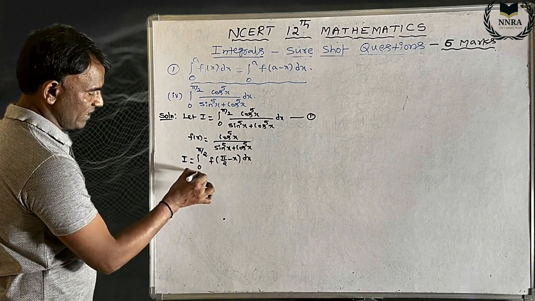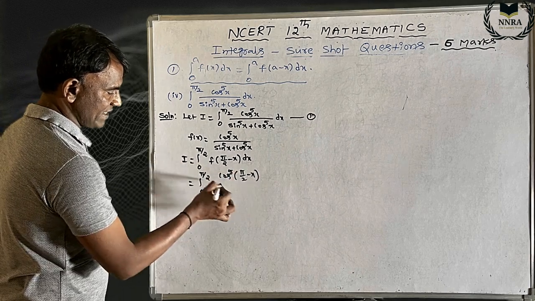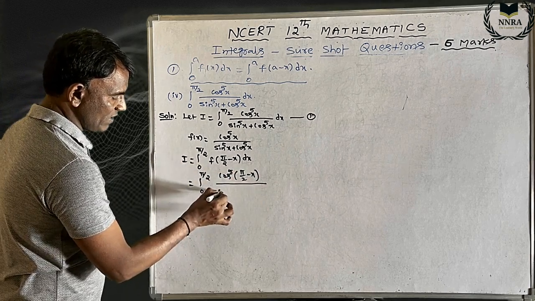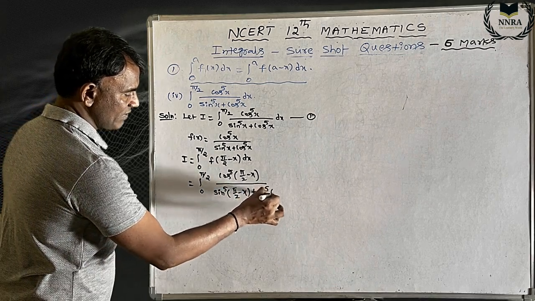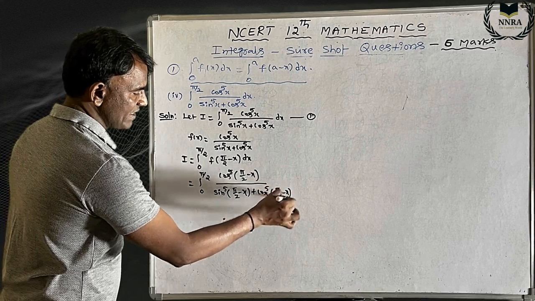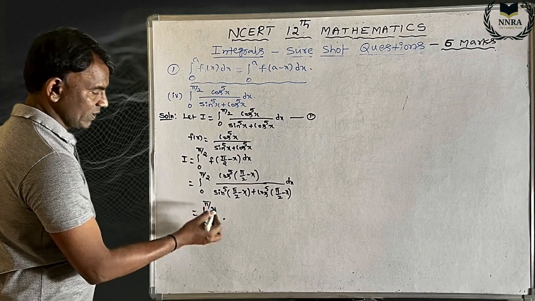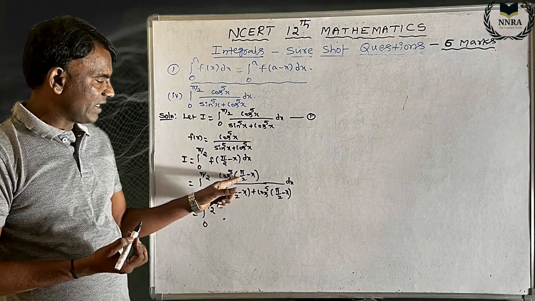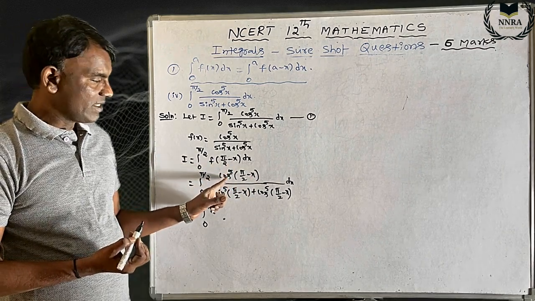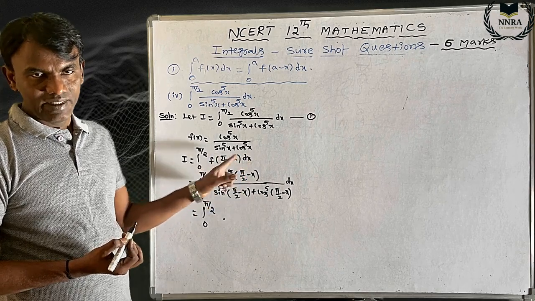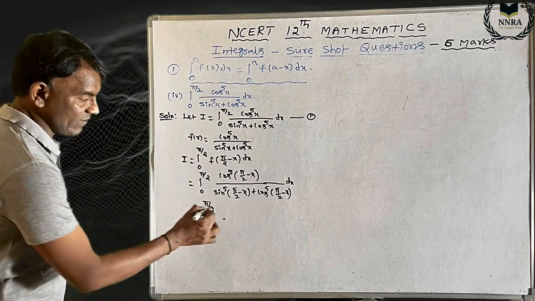So integral 0 to pi by 2. So cos power 5 of x means pi by 2 minus x. Cos power 5 of pi by 2 minus x, then dx. Actually this can be written as cos of (pi by 2 minus x) whole power 5. Clear? Cos of (pi by 2 minus x) whole power 5. What is cos of (pi by 2 minus x)? Sin x. Sin x whole power 5 means sin power 5 x.